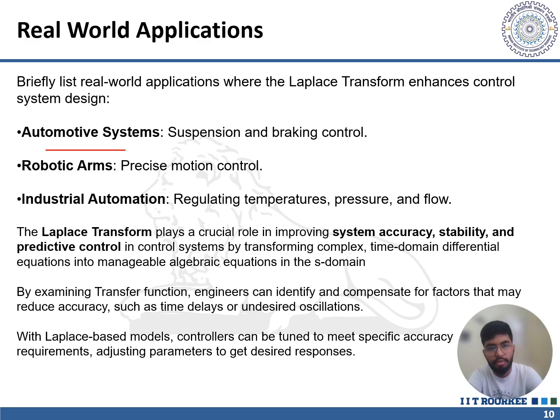In robotic arms, you know that we have to be precise with each and every movement of the arm. So Laplace transformation is used to calculate the equations, for example, at how much angle we have to move. For that calculation, we use the Laplace transformation to simplify the calculations and make the motion control of the arm precise. Industrial automation, like regulating temperature, pressure, and flow.